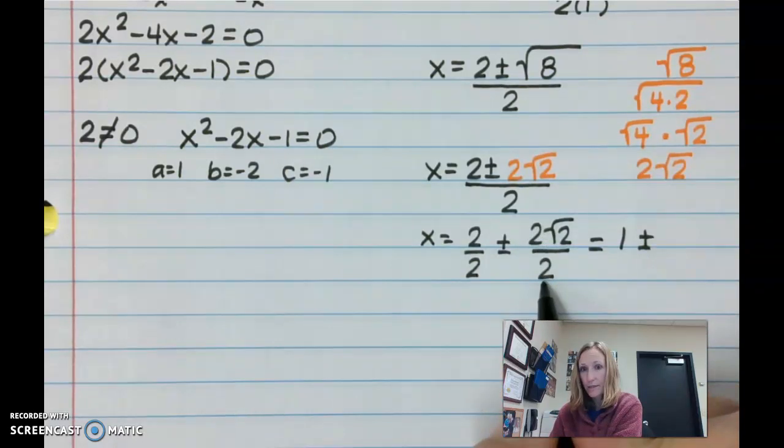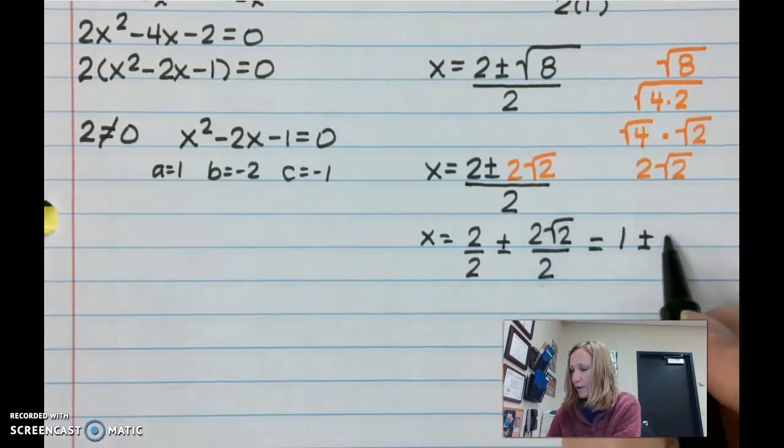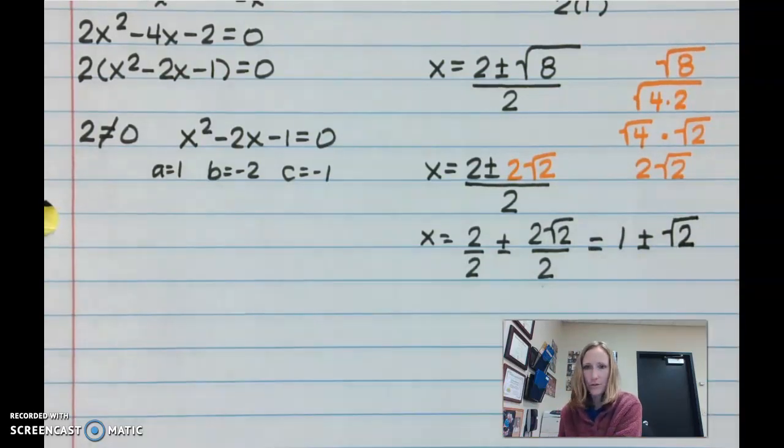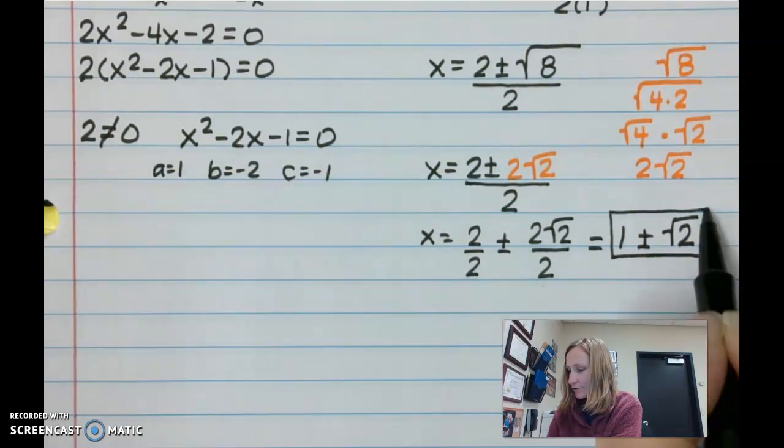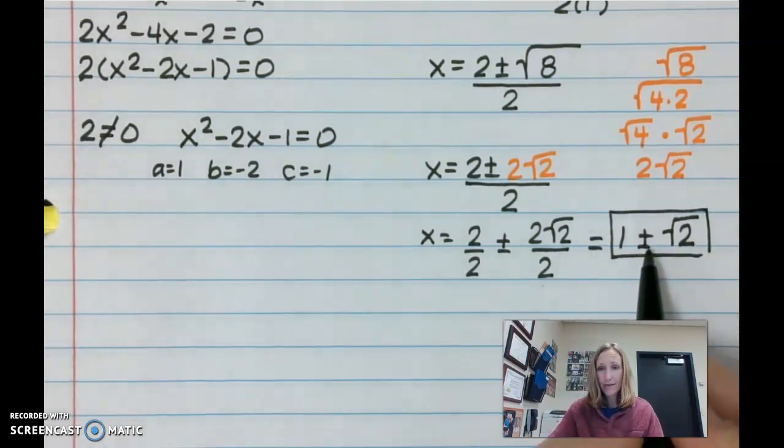Multiplying by 2 and dividing by 2 are inverses. 2 divided by 2 is just 1, so I just have 1 radical 2. So these are my 2 exact solutions. I say 2 because it could be adding radical 2 or subtracting radical 2.